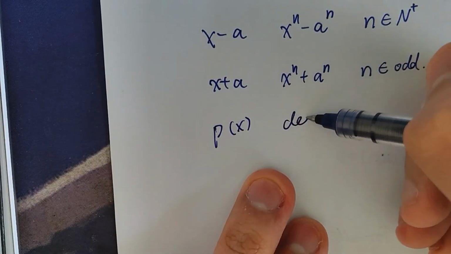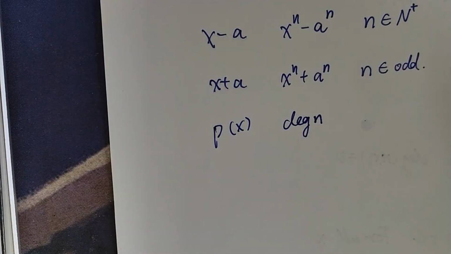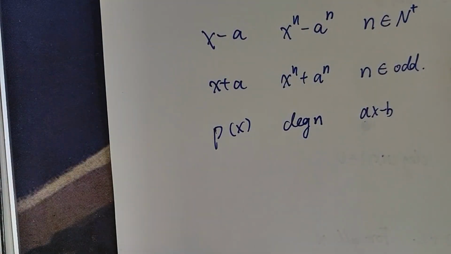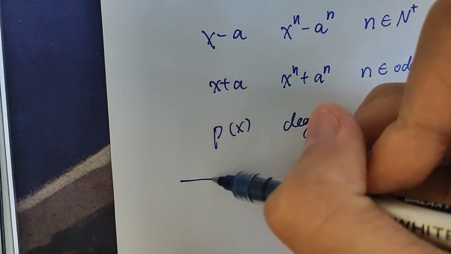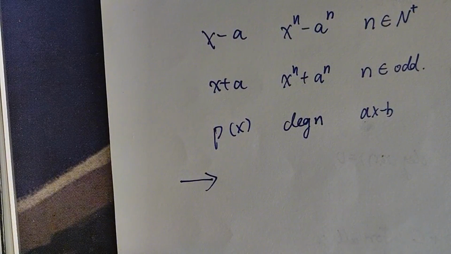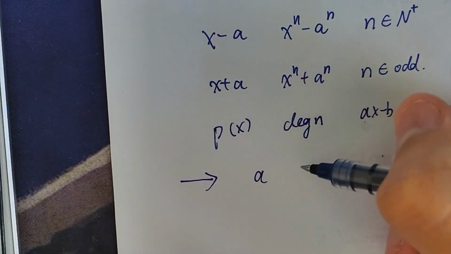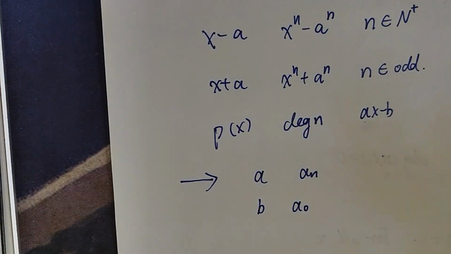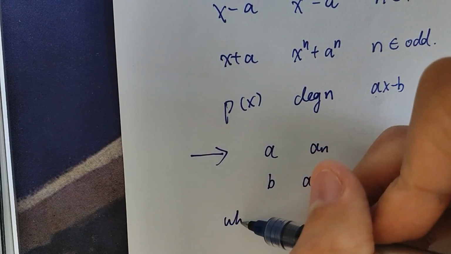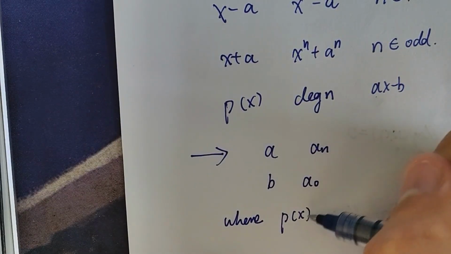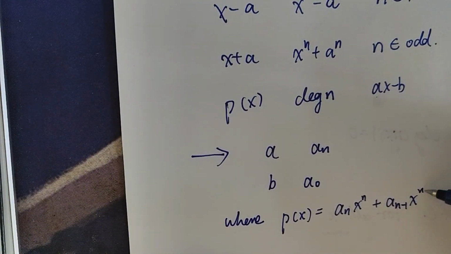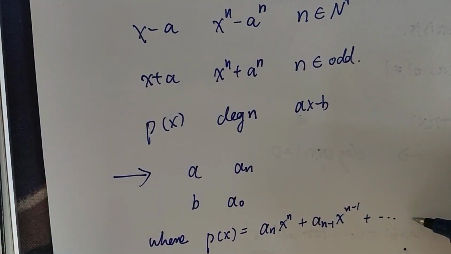And another might be a bit complicated. If p(x) is of degree n, and we still have ax minus b, and if p(x) is divisible by ax minus b, it means that if a and b are relatively prime, a must be a factor of a_n, and b must be a factor of a_0, when we write p(x) in the form of a_n x^n plus a_(n-1) x^(n-1) until a_0.